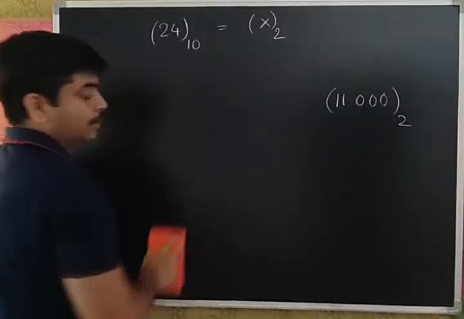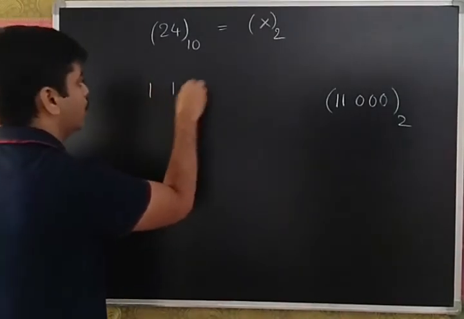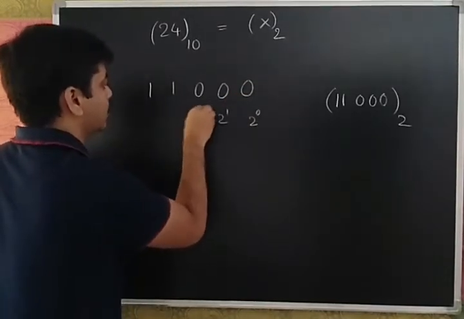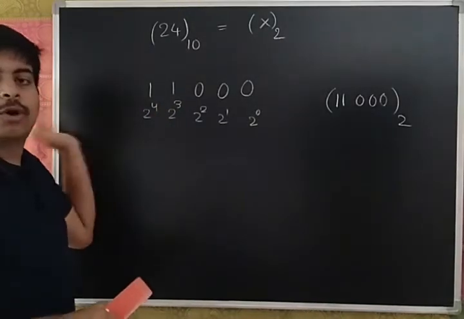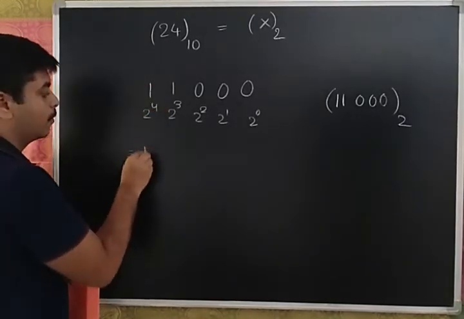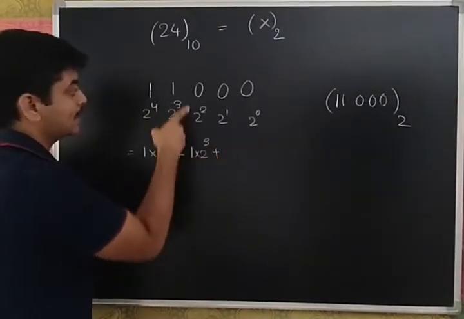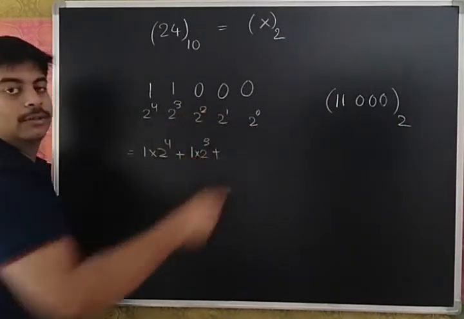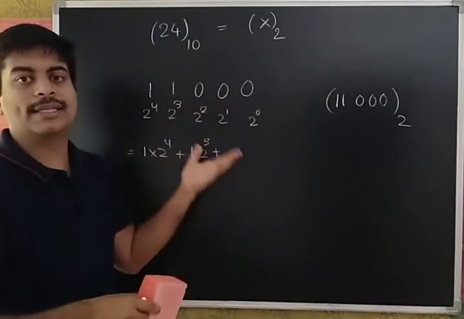I said the base for the binary system is 2. See here, we have 11000. So write 2 power 0 here, 2 power 1, 2 square, 2 cube, and 2 power 4. If you have more digits, 2 power 5, 2 power 6, 2 power 7, all those will be added here. So what you do: 1 into 2 power 4, plus 1 into 2 cube, plus 0 into 2 square, plus 0 into 2 power 1, plus 0 into 2 power 0. All those become 0 in this problem. 0 into anything is 0.